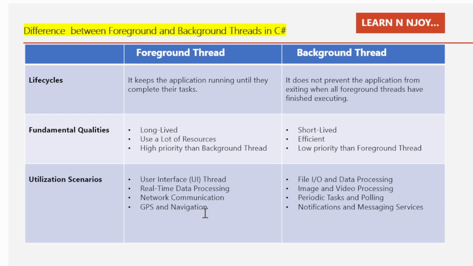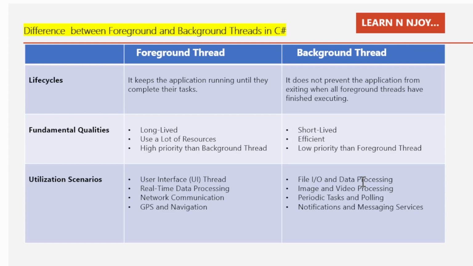In these use cases, foreground threads ensure that critical and time-sensitive operations are executed properly, whereas background threads are well suited for tasks such as file input and data processing, image and video processing, periodic tasks and polling, and notification and messaging services. When we talk about file input and data processing, when reading or writing large files, performing data analytics, or running batch processes, we can use background threads to prevent the main thread from becoming unresponsive.